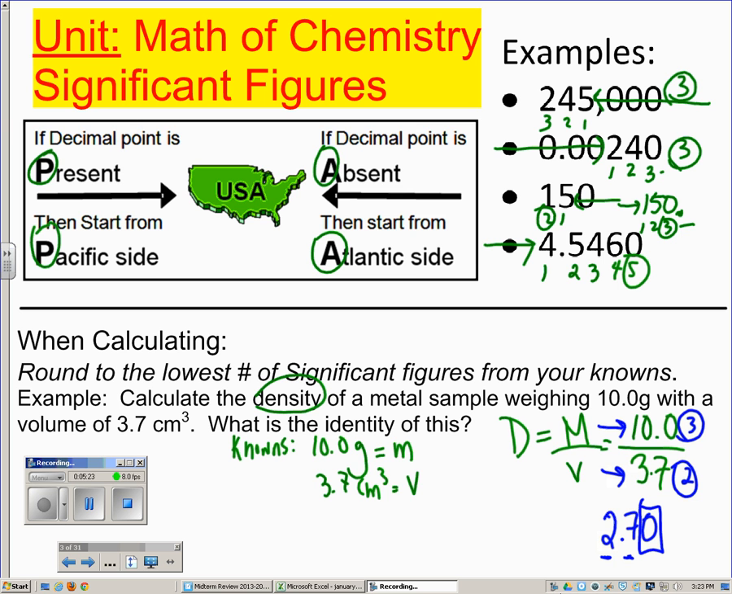So instead of the tenths, go to the hundredths. If that's 5 or more, raise the score. 4 or less, let it rest. So your answer in terms of significant figures would be 2.7 grams per centimeter cubed. Two significant figures in your answer.